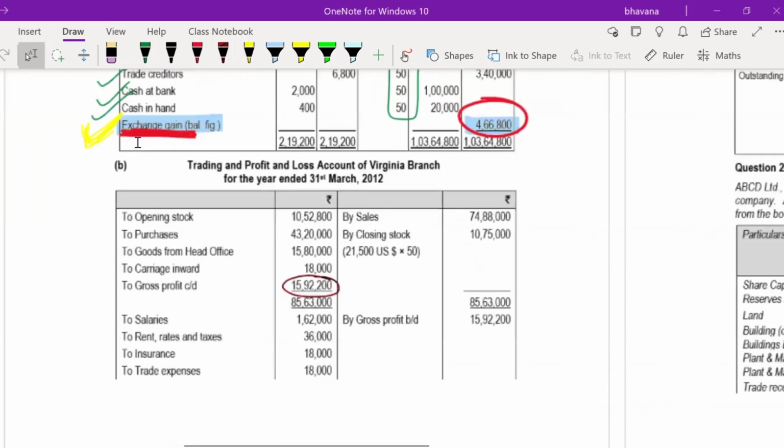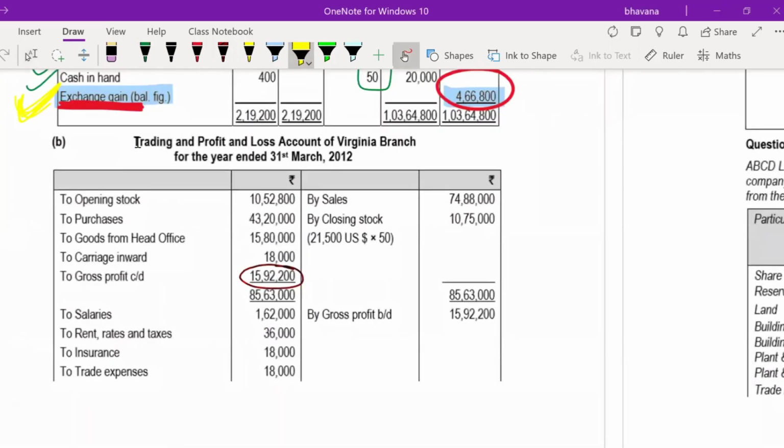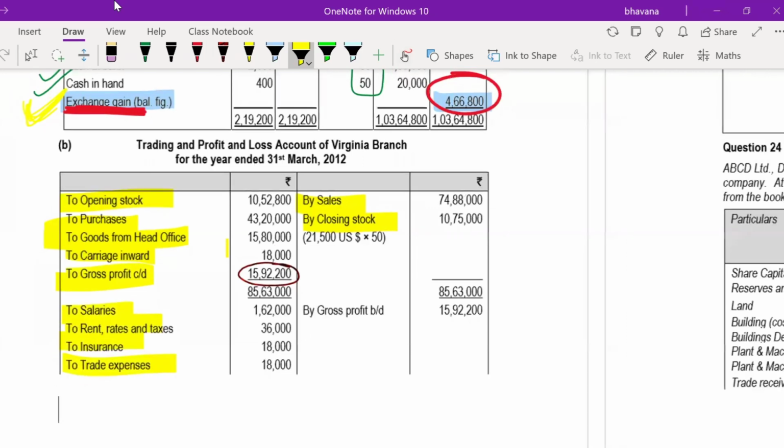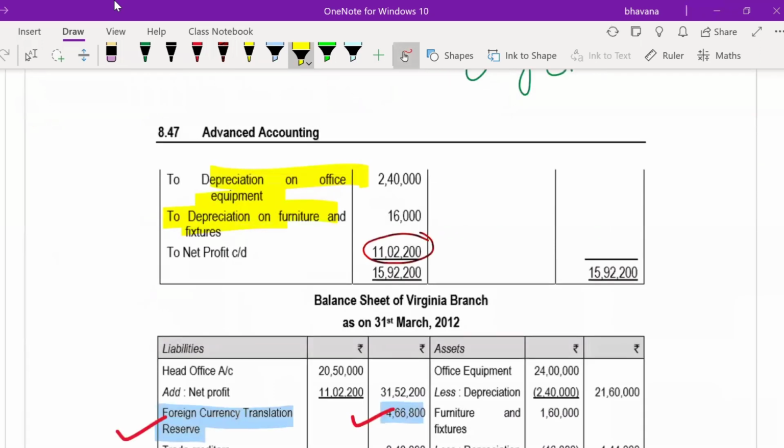Okay, now let's start. So see, opening stock, purchases, goods sent from head office. Then carriage inward, sales, closing stock you write, and closing stock you have to convert at what rate? You will convert it at the closing rate. Then you will arrive at your gross profit. Then you have salaries, rent, rates and taxes, insurance, trade expenses, and depreciation on both of these things. So if you do this, finally you will arrive at your net profit.